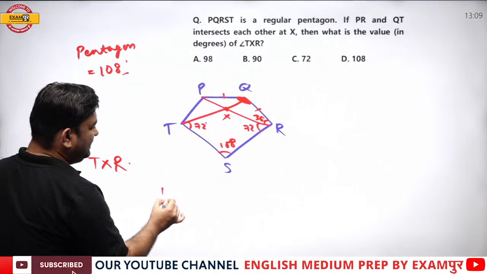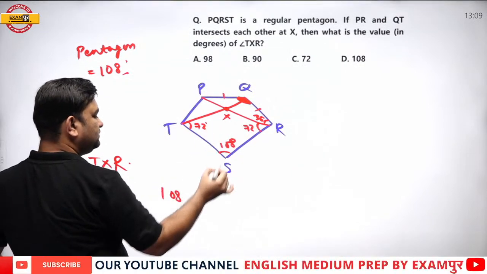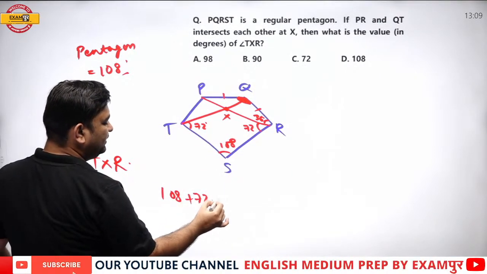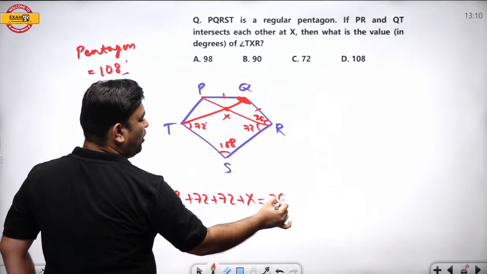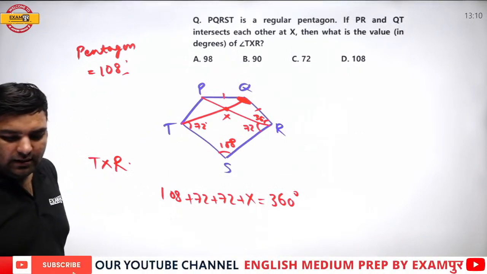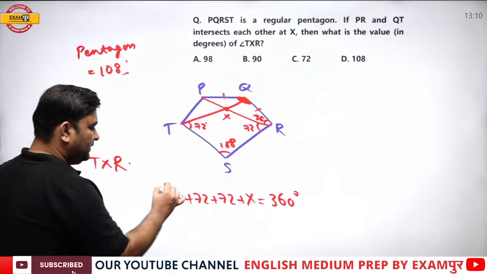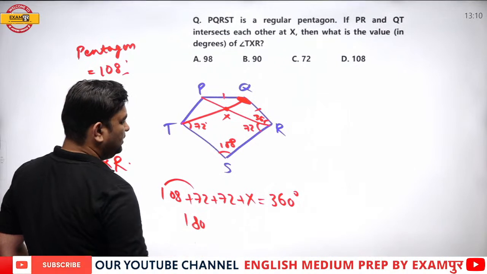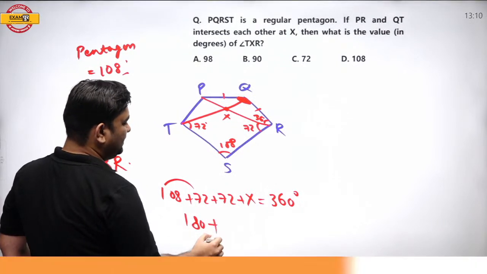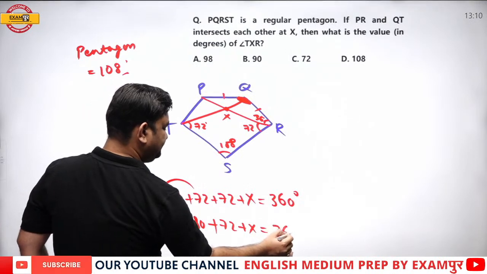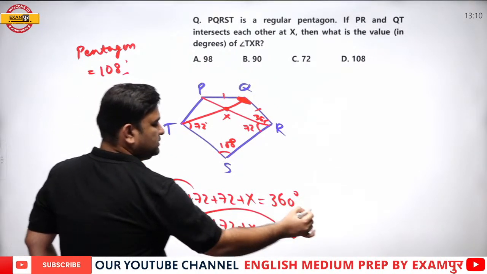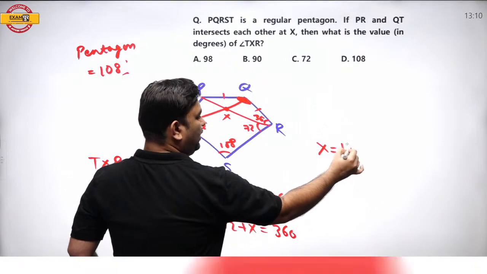So, one angle is 108. Another is 72, another is 72. So, what is the last angle? X. It's a quadrilateral. 108 plus 72 plus 72 plus X is 360. So X is 180 minus 72.